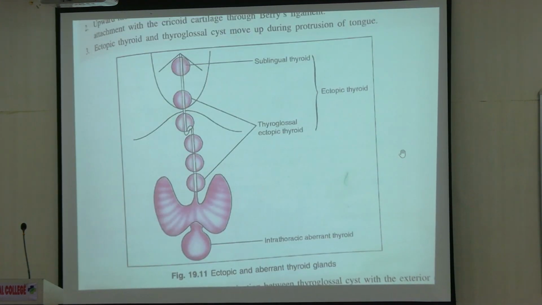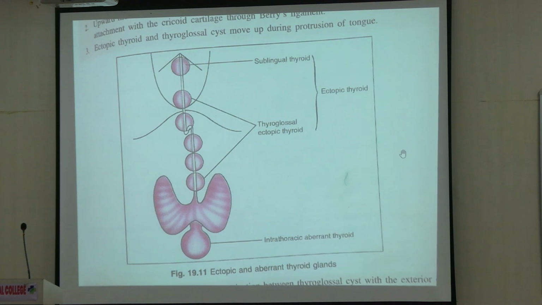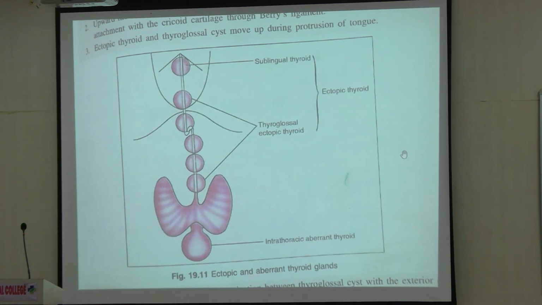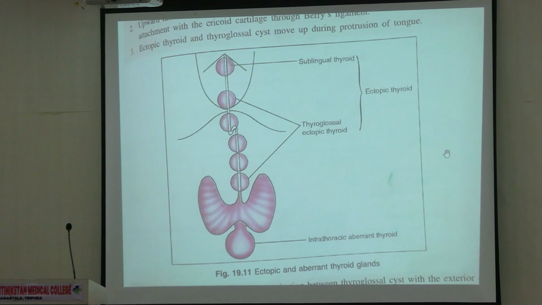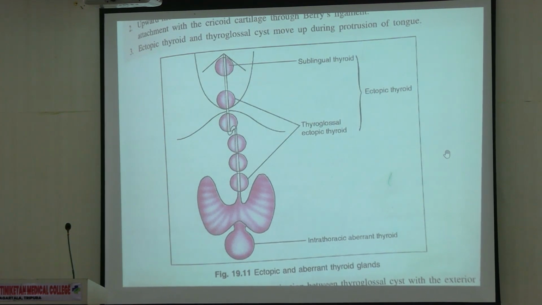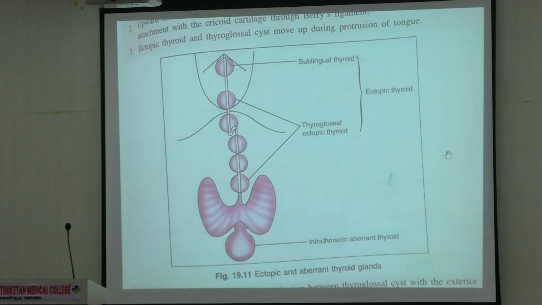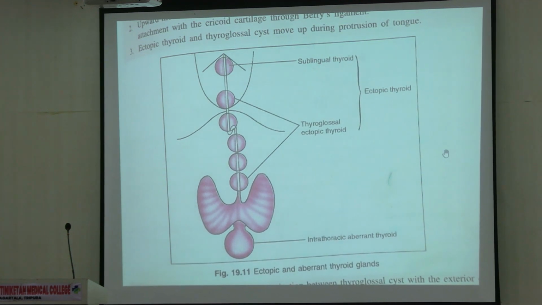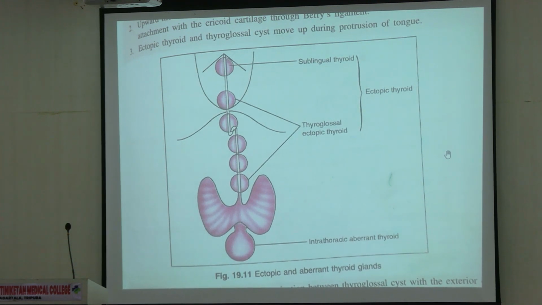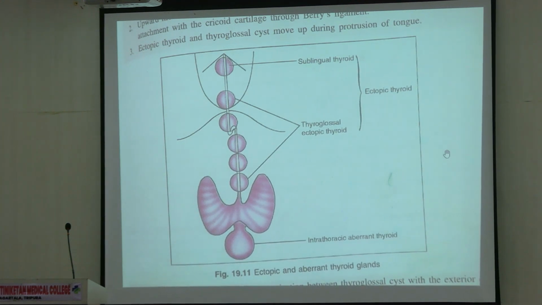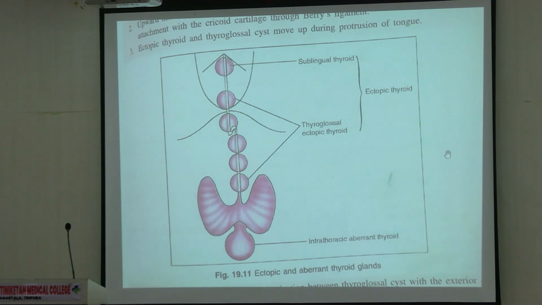You have already known that the thyroid develops from the thyroglossal duct, and the thyroglossal duct extends from the foramen cecum up to where the definitive thyroid gland develops. This area is where an ectopic thyroid gland may develop. Throughout the course of the thyroglossal duct, it may develop anywhere.